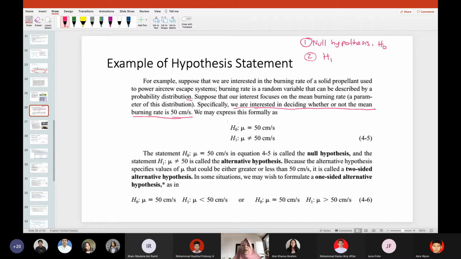Okay, so the statement H0: mu equal to 50 centimeters per second in equation 4.5 here is called the null hypothesis. And the second one, H1: mu not equal to 50, is called the alternative hypothesis.